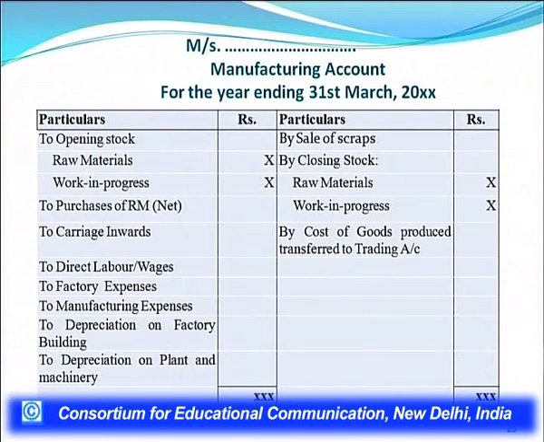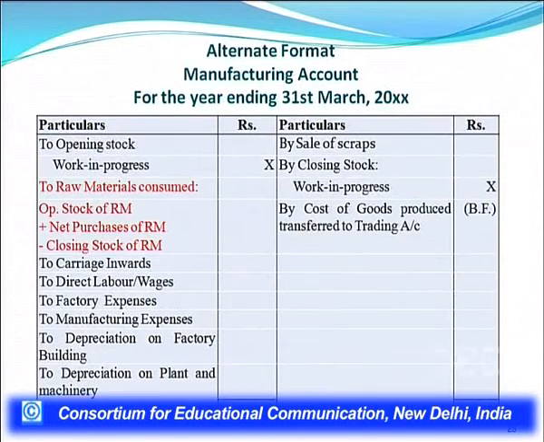But if you go through some books, you may find an alternate format also, where only a few items are changed. This format I am showing you on the screen. Only the items shown in red ink show raw materials consumed. The formula for raw material consumed is opening stock of raw material plus net purchases of raw material minus closing stock of raw material.